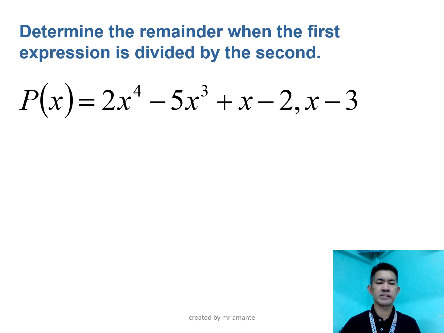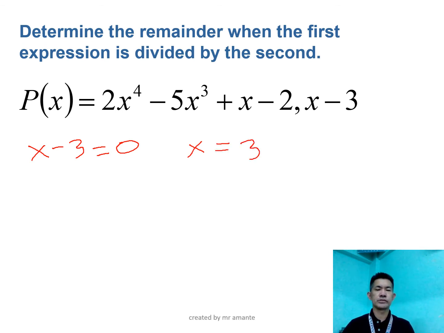Determine the remainder when the first expression is divided by the second. Equate x minus 3 equal to 0. Therefore, x is equal to 3. Now we're going to use synthetic division. Copy the leading numerical coefficient 2, negative 5. There's a missing degree, so we have to use 0. 1, and negative 2.